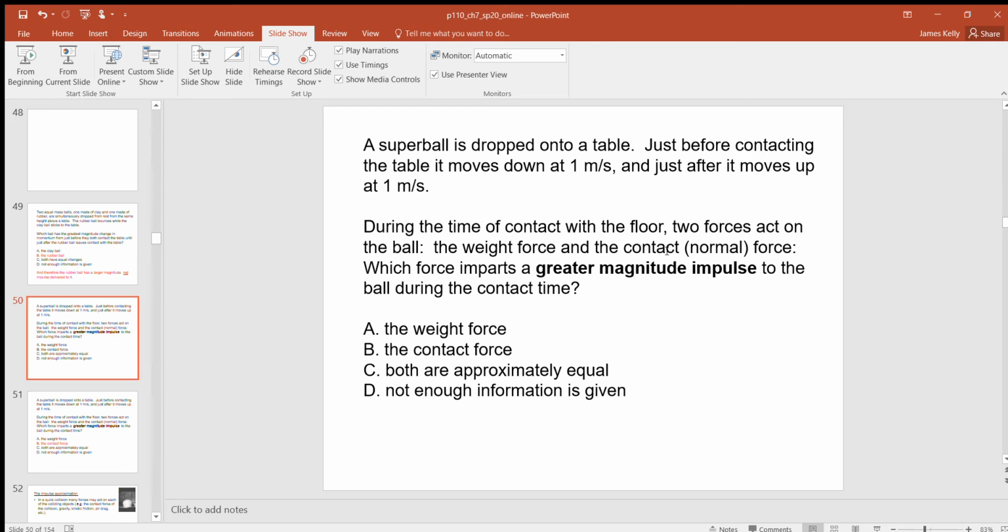Two forces act on the ball. The weight force and the contact or normal force are acting on the ball while it's in contact with the table or floor. Which force imparts a greater magnitude impulse to the ball during that brief time of contact? The weight force, the contact force, both are equal, or not enough info is given.